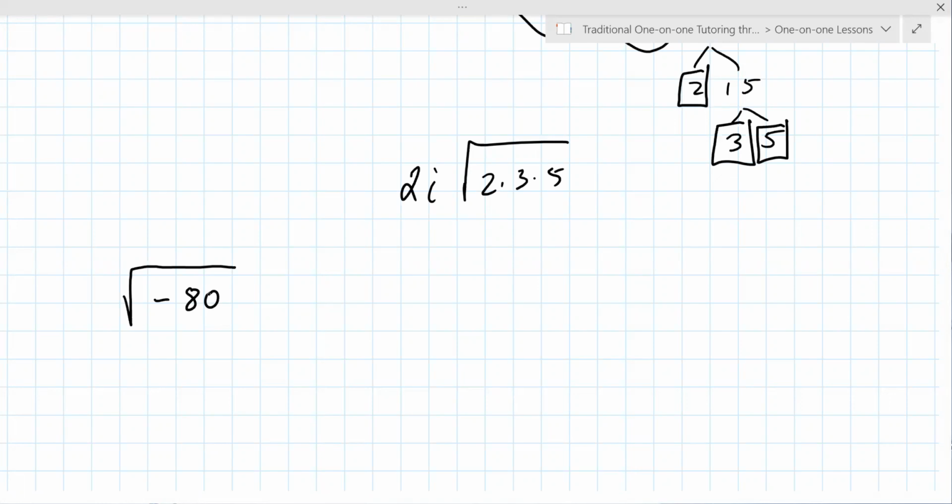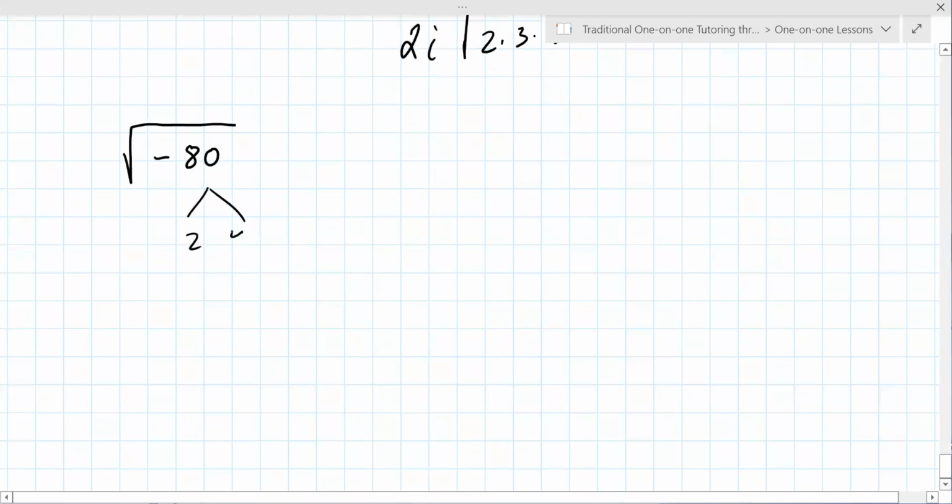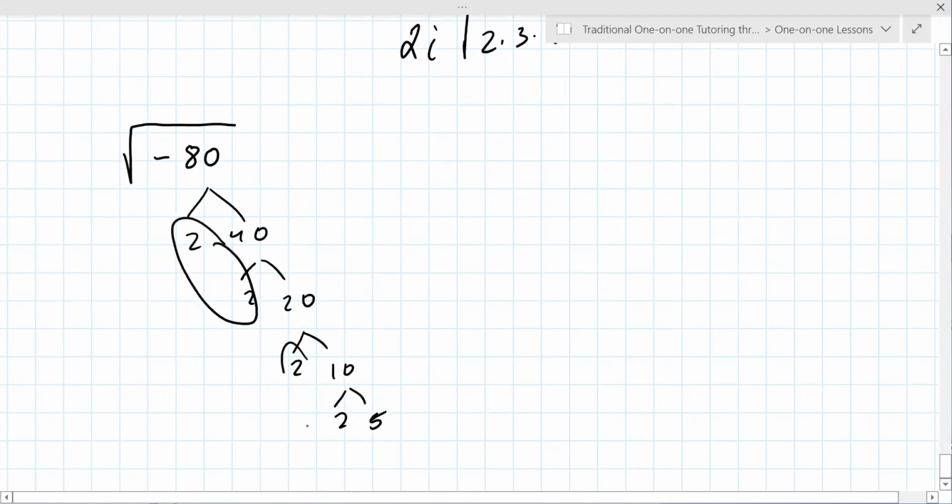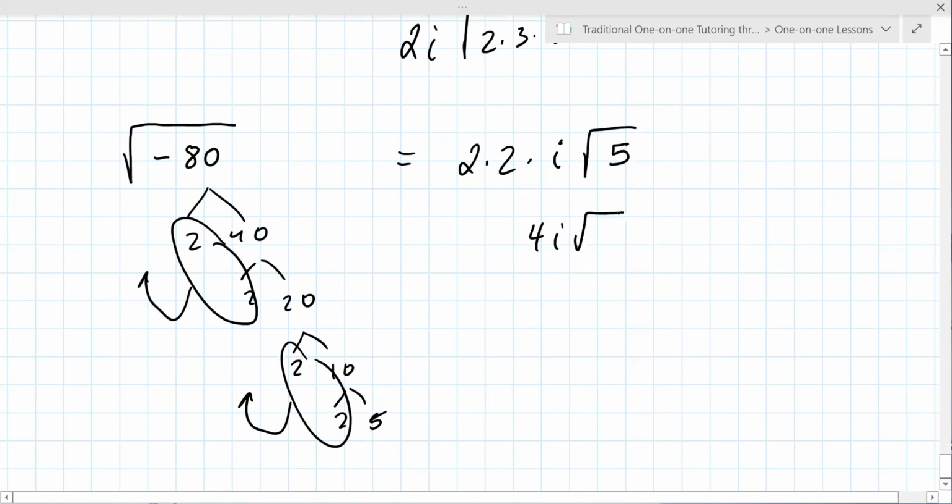So if there's two pairs of the same number, do you multiply those? Yeah, they both come out. So you got down here, there's 2 pairs of 2s, so they each come out. And so it's 2 times 2. There's an i because of the negative square root of 5. So 4i square root. Okay, that's what I got.